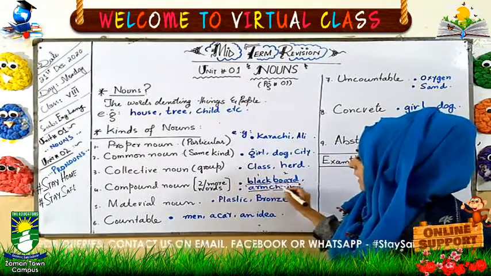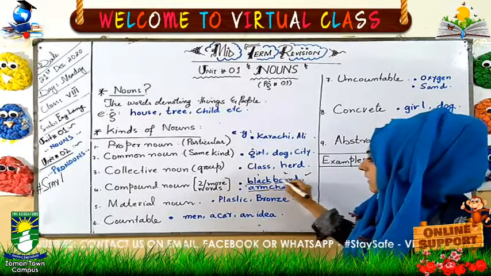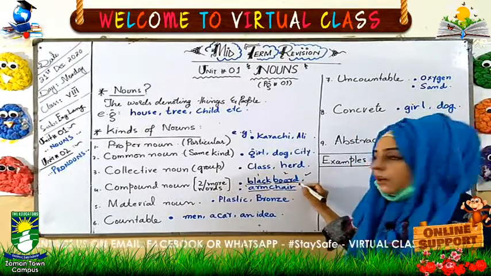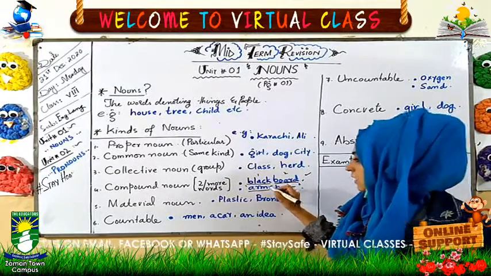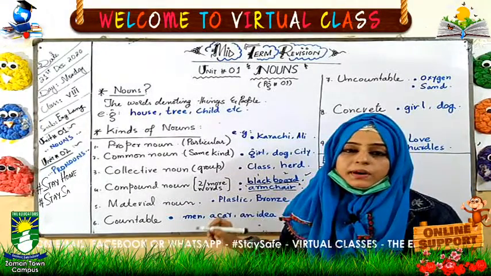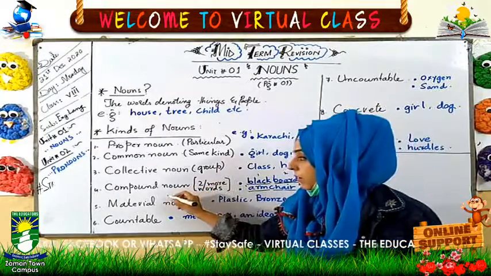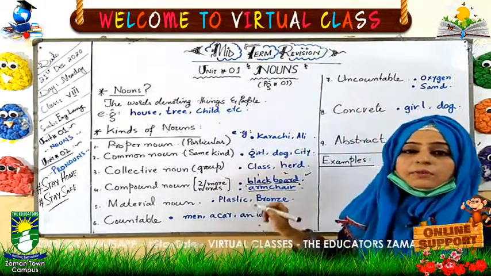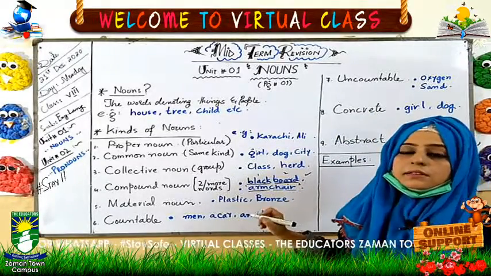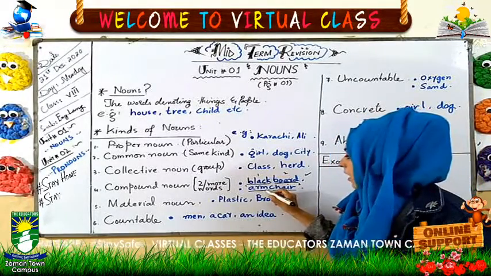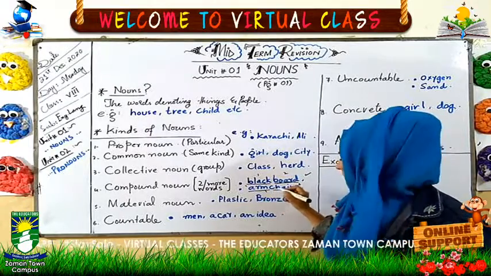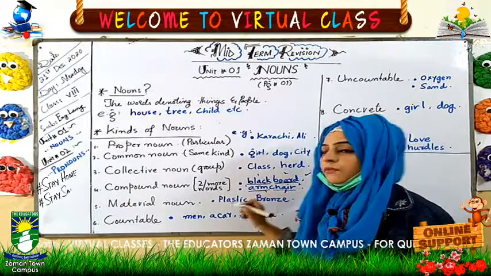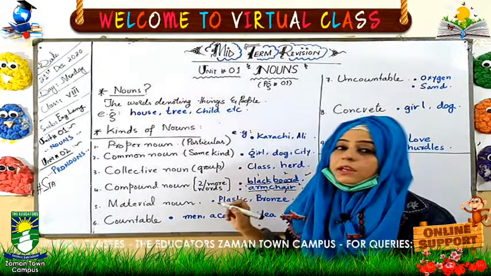Number one, as I have mentioned in my example, blackboard. Black is the color, one noun, and board is another noun. When these two words join together, they form a new word. This is blackboard, and it is a compound noun because it is the composition of two different nouns that generate a new word. Armchair: arm is one noun, chair is another noun, and when these two join together they form a new one. This is armchair, right?